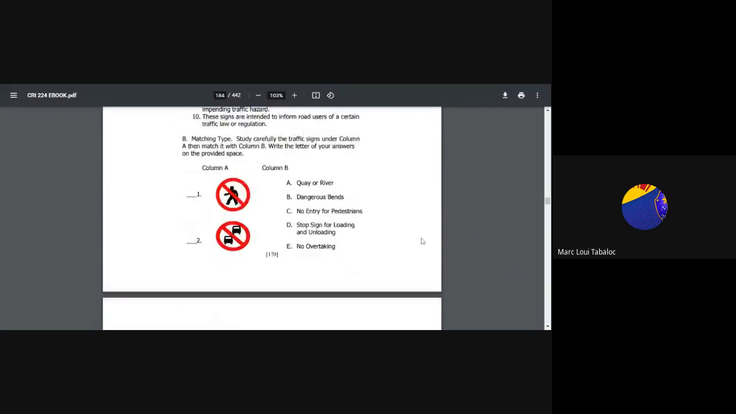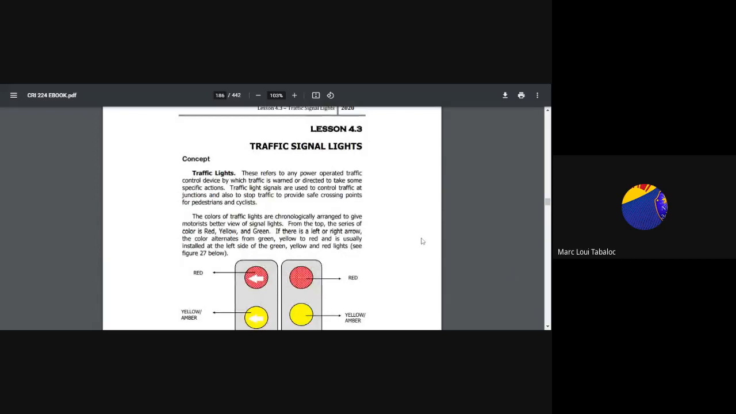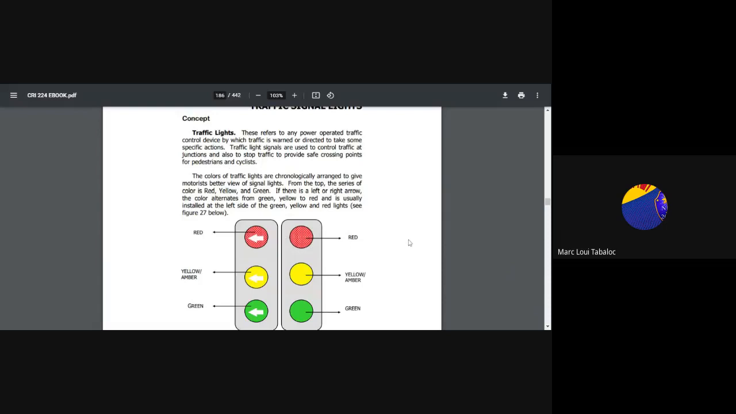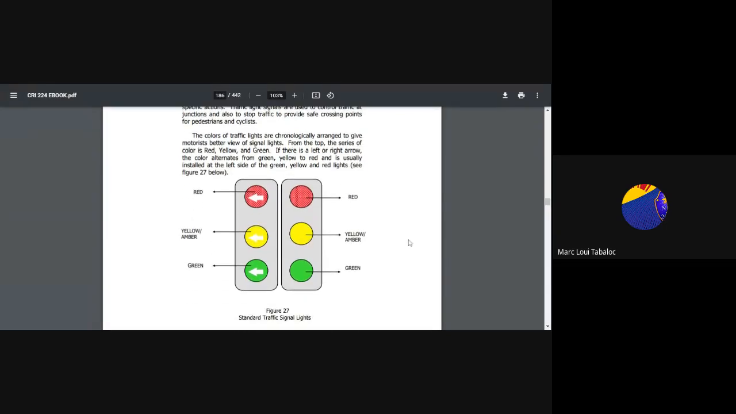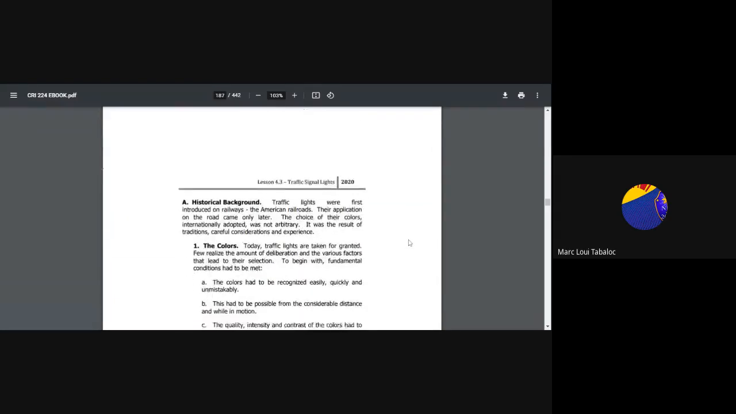So, for traffic signal lights, I failed to discuss that today, but I hope you will just read it. Traffic signal lights, from the top, it's red. From below, it's green. Just reminders, in case some of you missed it, please review.